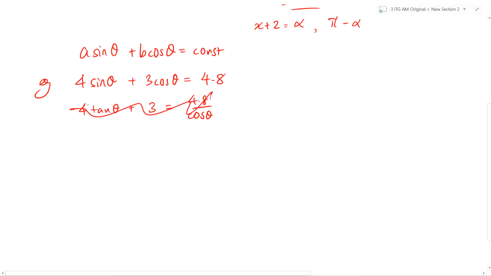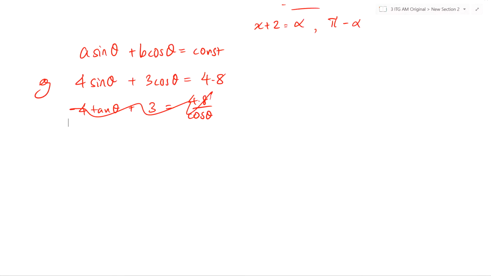If it is 0, it would help, but it is not 0, it's 4.8. If you divide by 4.8, you will get 1 on the right hand side, you won't get 0. So we are kind of stuck. That is where the next topic begins: the R formula.